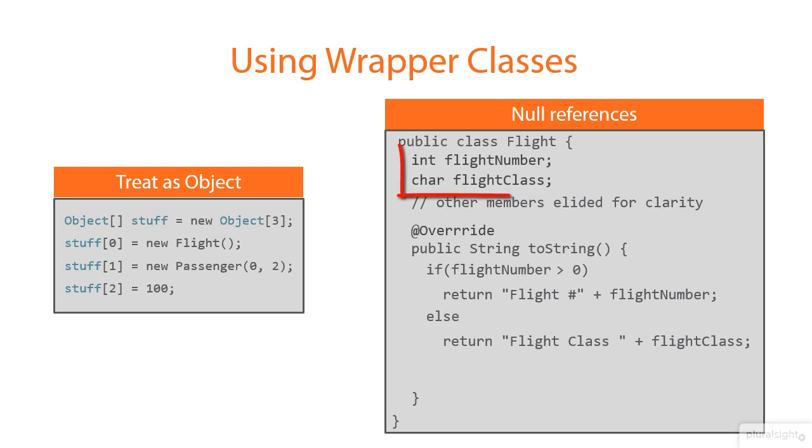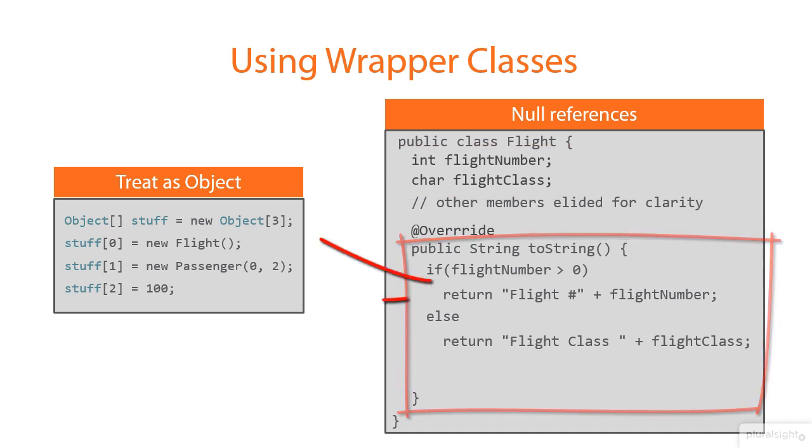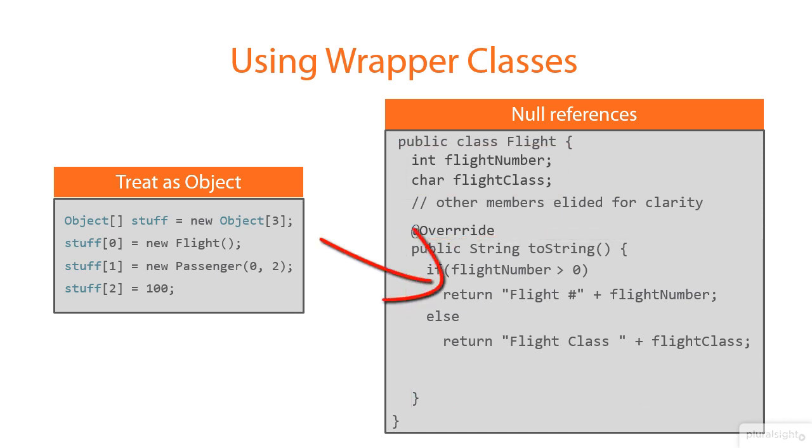Our flight class, as you recall, has an int for flight number and a char for flight class. So inside of our toString method, we said, well, if flight number is greater than 0, we go ahead and return back a string containing the flight number. Of course, the idea there is that if the flight number is greater than 0, we know it's been set. But we make the assumption that if it's not greater than 0, it must not have been set, even though it's potentially possible to have a flight with a flight number of 0. And then we also make the assumption that, well, if flight number is not greater than 0, you must have set flight class, because we don't really have a distinct way of knowing that the values haven't been set.